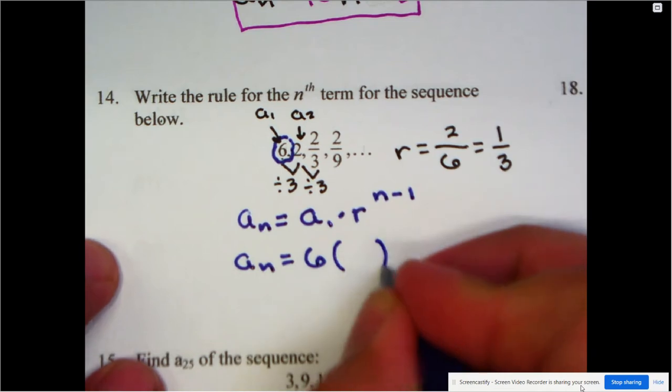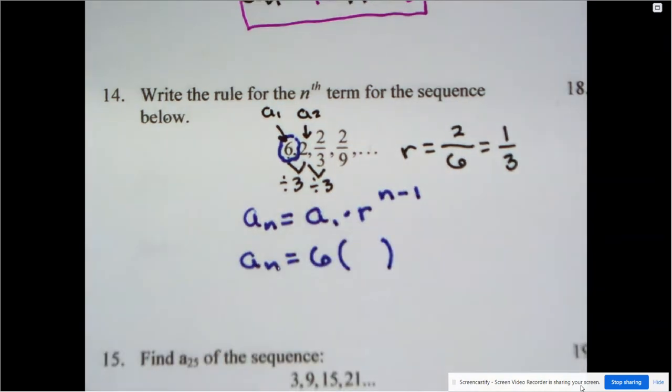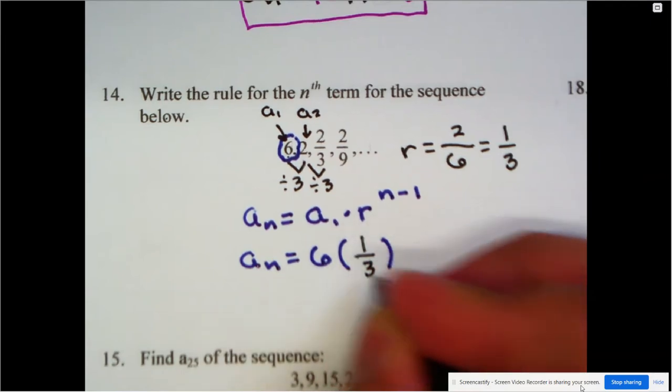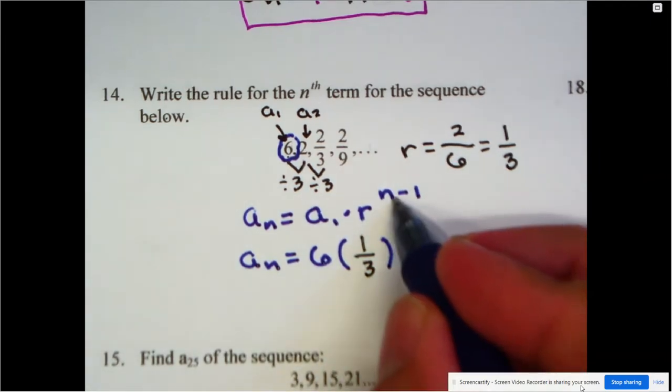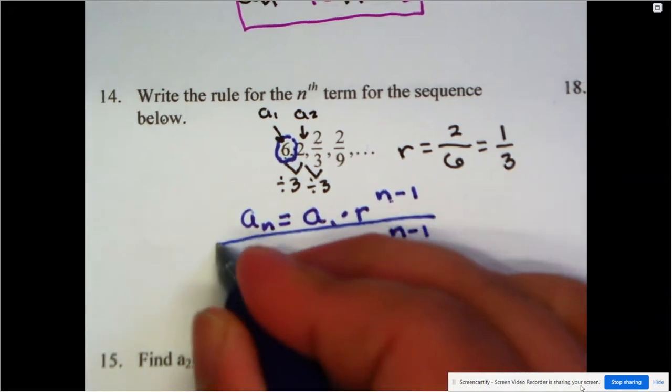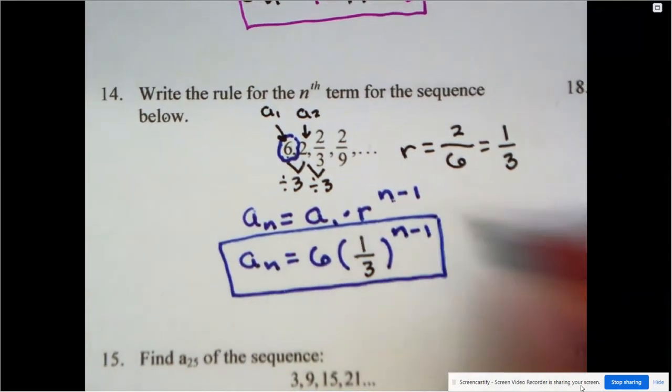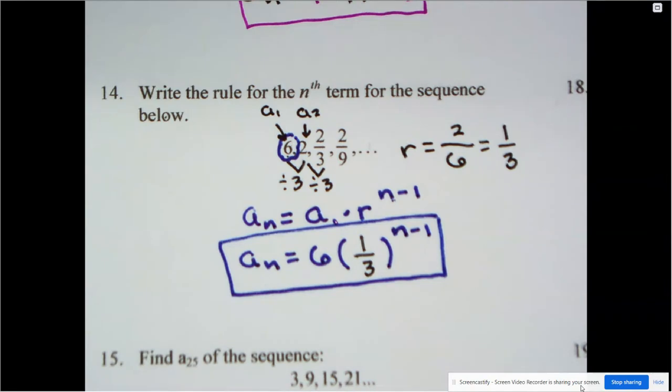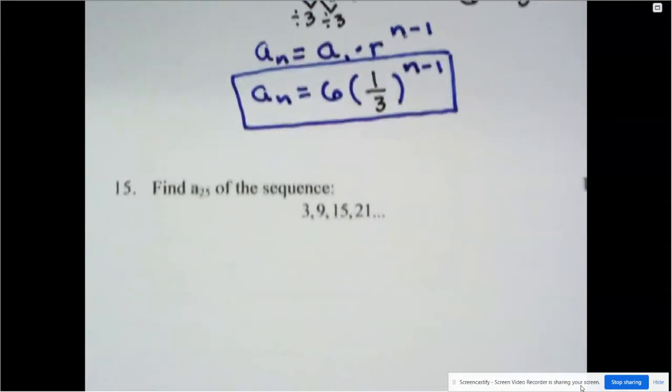So I'm going to put it in a parentheses, of course. It just helps to separate it a little bit. There's the 1/3 that we found earlier. And yes, this has an n. Then leave it alone. When you're writing a rule, you do not replace anything for the letter n because we're just writing a rule and nothing else.